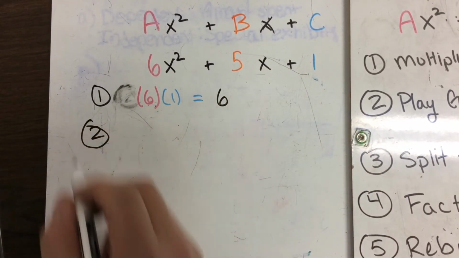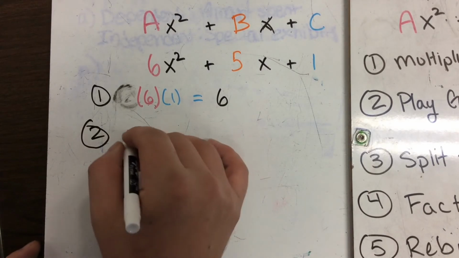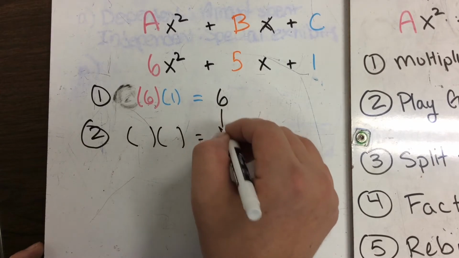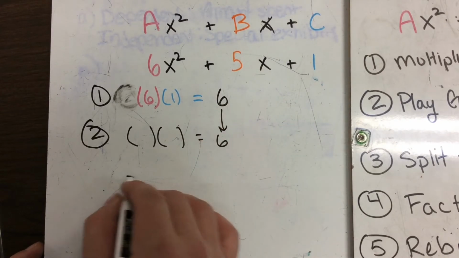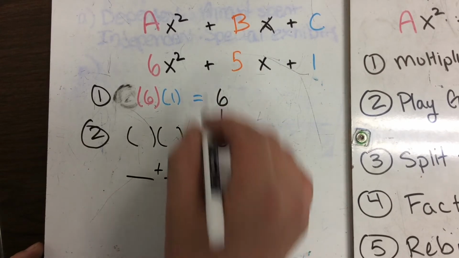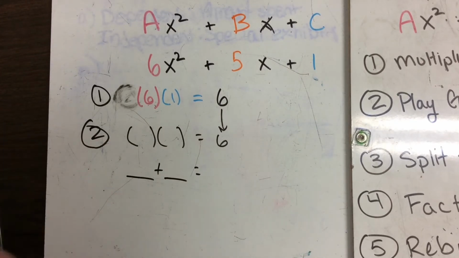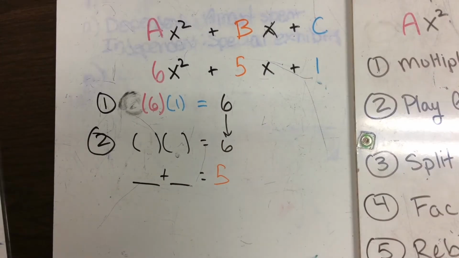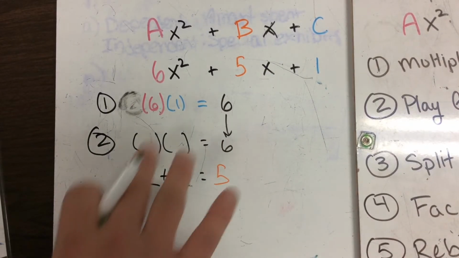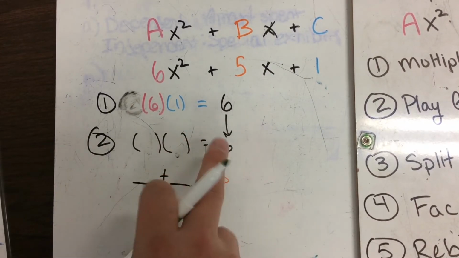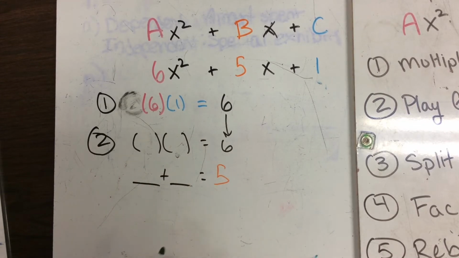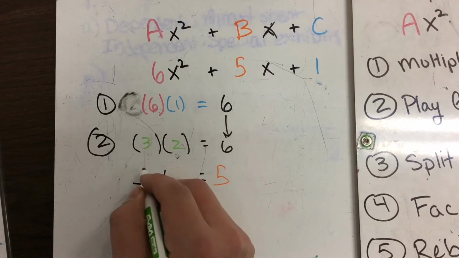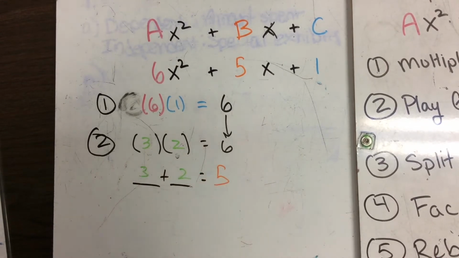Okay, next we play the game. So now when we play the game, it's the multiplication that it's equal to this number here, 6. And those two numbers still have to add to our middle term, which was 5. Alright, we're looking for two numbers that are going to match our game here. So they need to multiply to 6 and they need to add to 5. The two numbers that come to mind are 3 and 2.